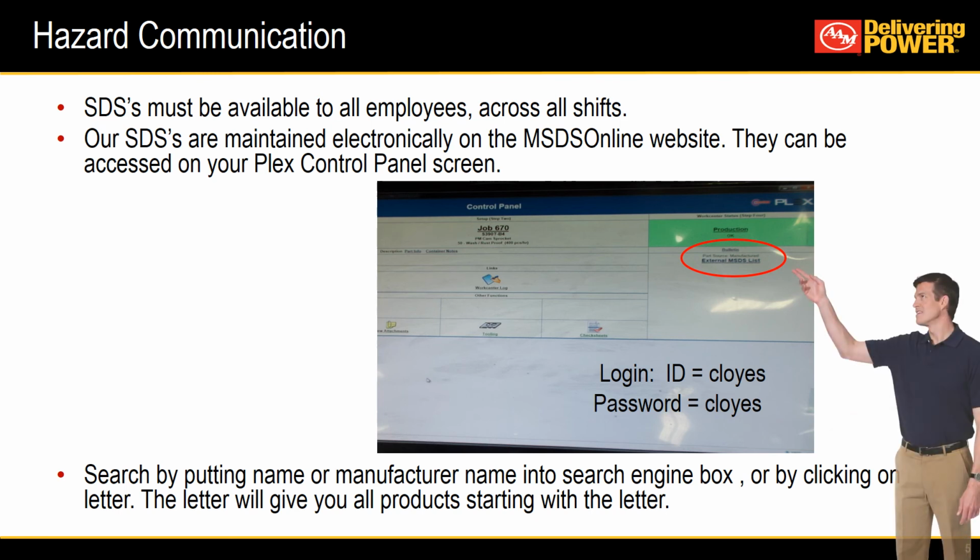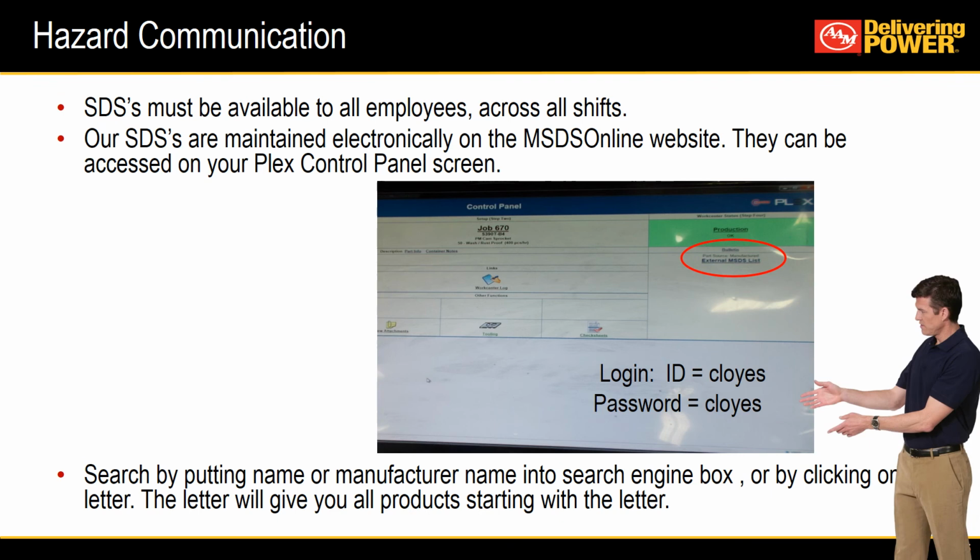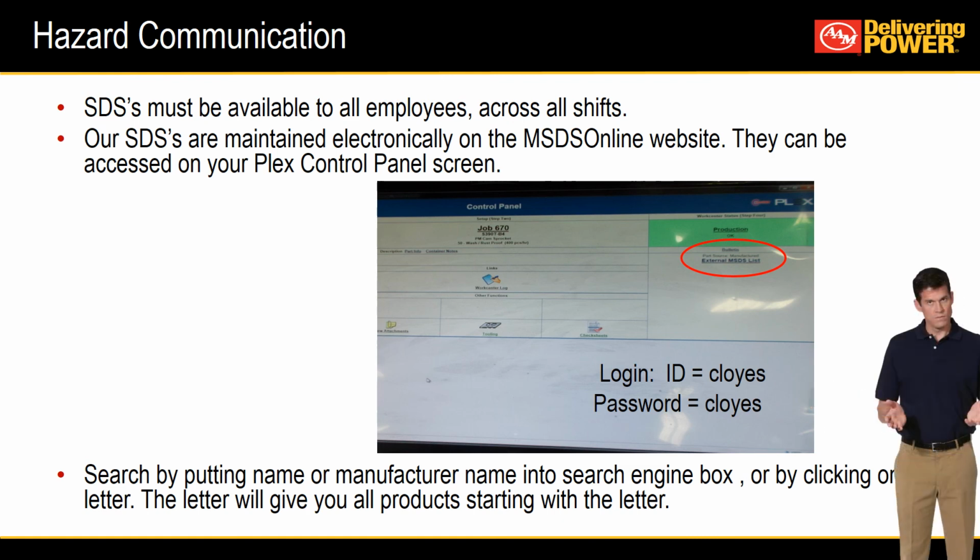The login ID is CLOYES, C-L-O-Y-E-S, and the password is CLOYES, C-L-O-Y-E-S. You can search by putting the name or manufacturing name into a search engine box, or by clicking on the letter and then scrolling for your substance.